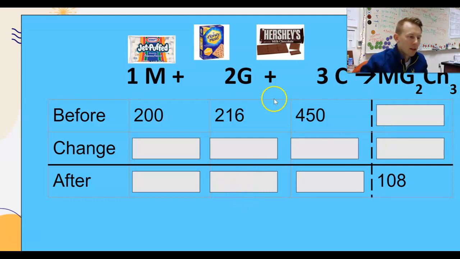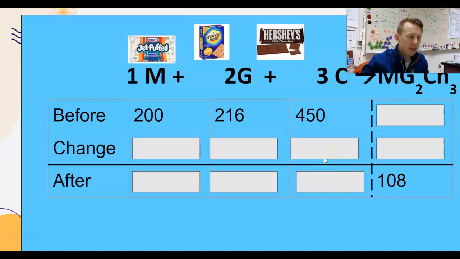Anyway, so had you do a table like this where you had your before, change, and after represented for this, where the before represents before you do anything, what do you have? The change is, well, after you've made as much stuff as you can, what changed? And then the after is just, well, what's after, right? After you're done making all your s'mores, what do you have left in front of you?